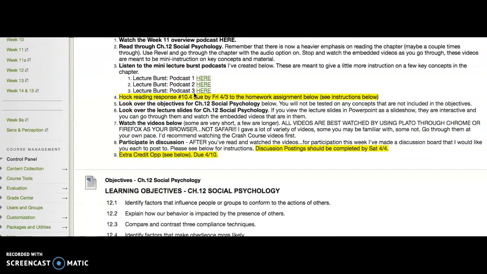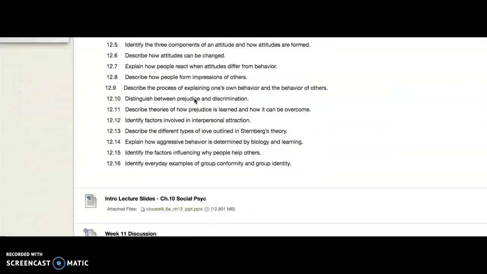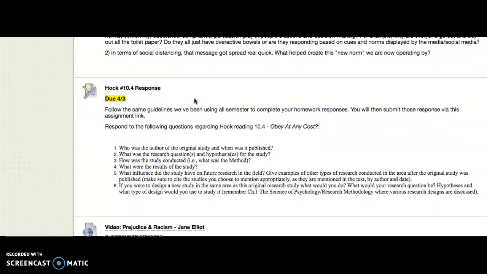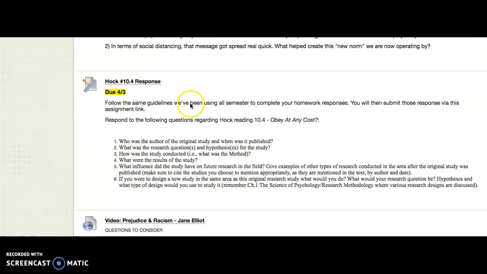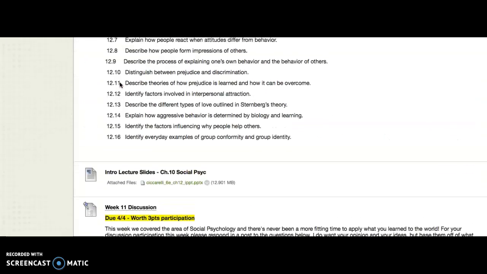You have your Hawk reading due this week, 10.4. Let me just scroll down to show you where that is. That's here. It's now an assignment that you're just going to click into, and you're going to do just like you normally would for your Hawk reading assignment. This one's called Obey at Any Cost. It deals with the Milgram study on obedience, and you're answering again the same questions you're always answering for that study, but you're going to submit your answers here in this assignment tab, and that's due by Friday. Okay.